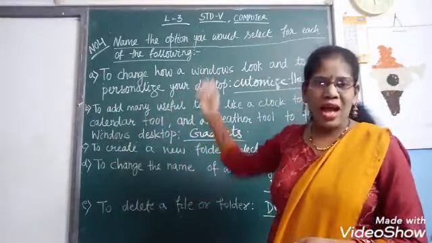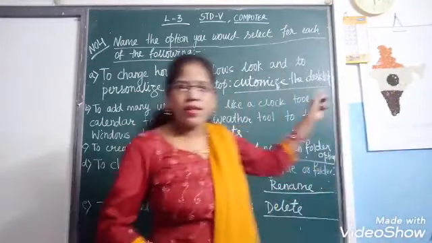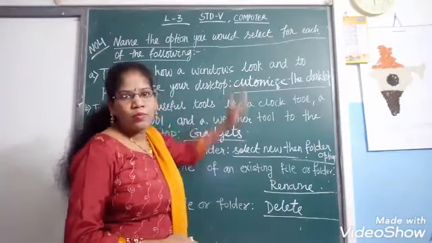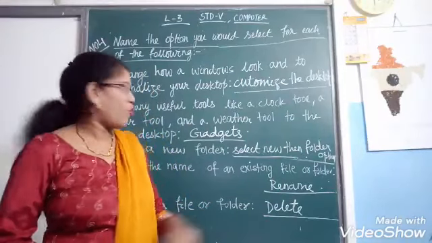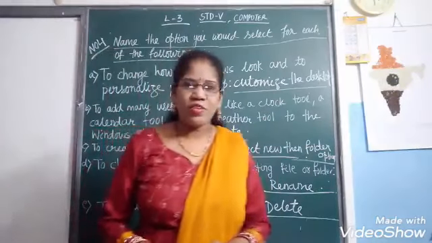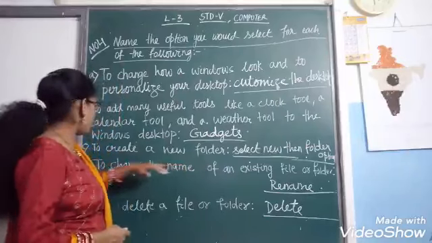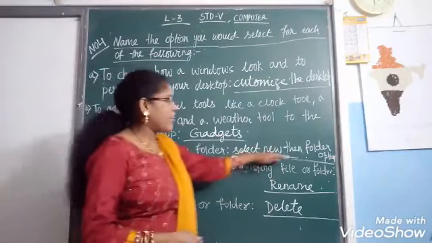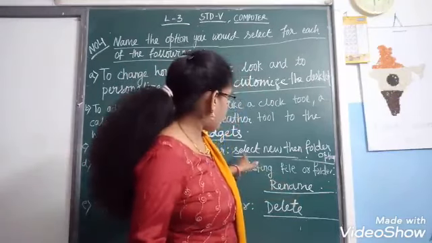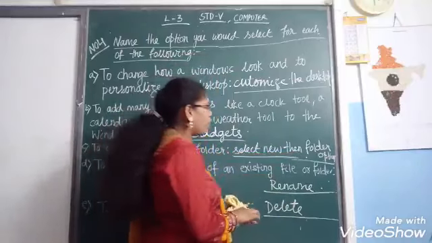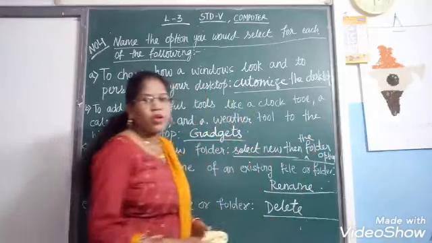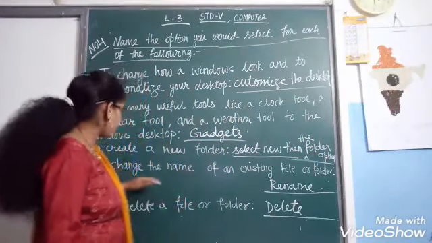See, I am telling you all the answers once again. The first answer is customize the desktop. If you want to personalize, what is that? Customize the desktop. Next is what? Gadgets. Which option? It is gadgets option. Then comes the third one, that is select new, then choose what? Folder option. You have to select new, then the folder option.